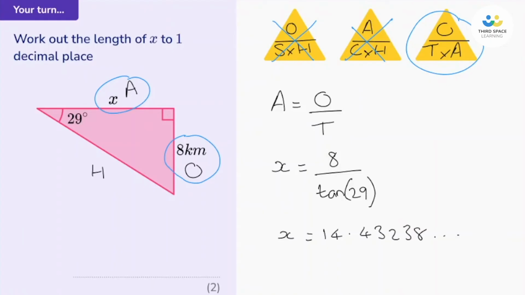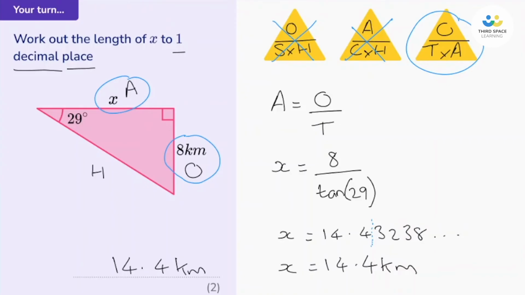Let's round it to 1 decimal place because the question asked me to. So let's see where that first decimal place is. Well, it's here where that 4 is. So let's draw a line to the right and look at the 3 on the right. Well, 3 is less than 5, so we round down. So x is equal to 14.4, and the units this time are kilometres. Very big triangle. And let's pop that onto the answer line. 14.4 kilometres.